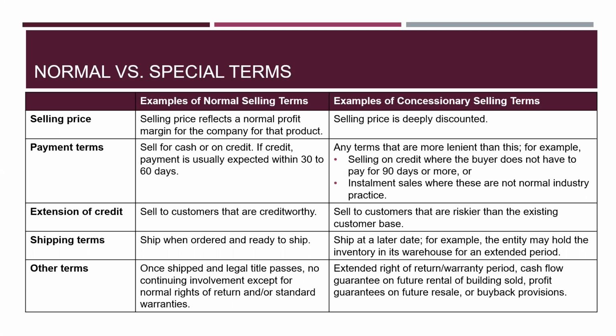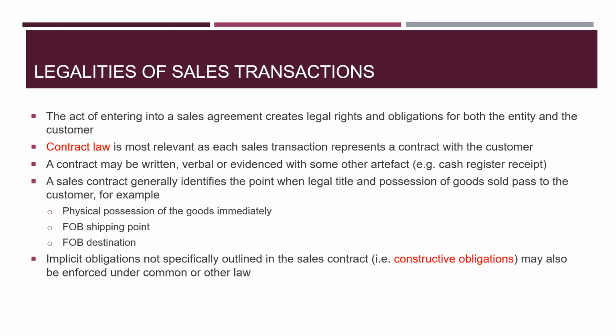As for the extension of credit, under the normal business terms we only do business with customers who are creditworthy, but under the concessionary terms you could see riskier customers that you're transacting with. For shipping terms, under the normal sales the product is ordered and ready to ship, but on the concessionary terms it is shipped at a later date. For example, the entity may hold the inventory in its warehouse for an extended period of time. So these are some of the common examples of concessionary terms.